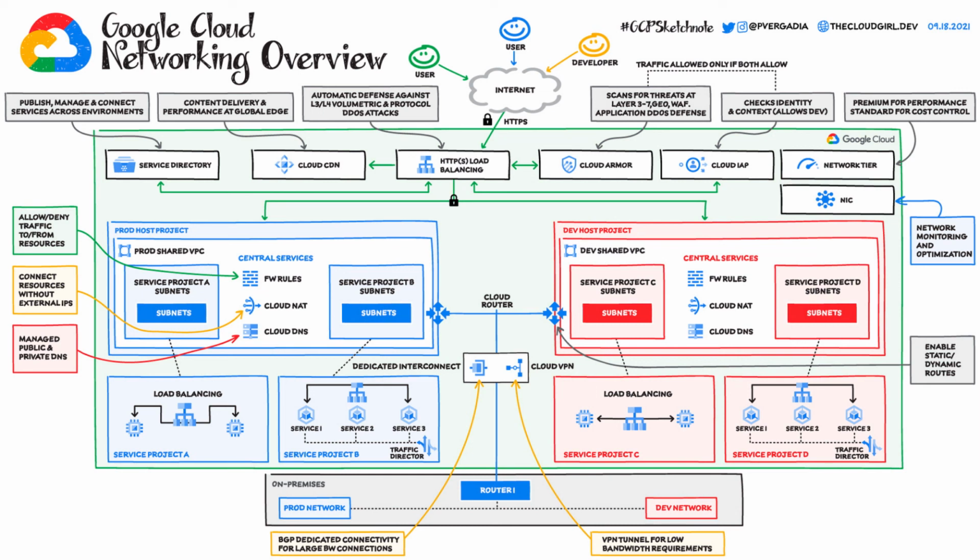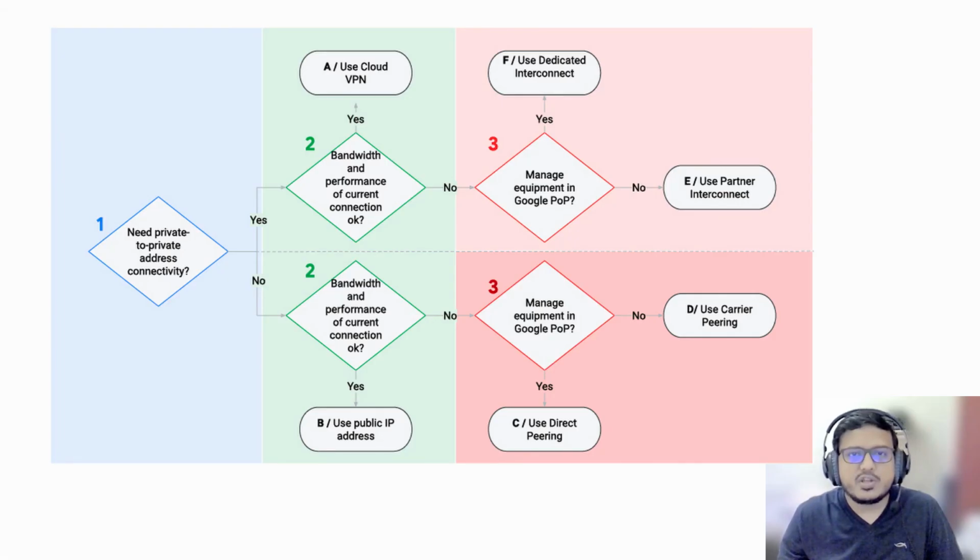So that was about shared VPC. Now let's talk a bit about VPC network peering. Now, shared VPCs can be used when all the projects belong to the same organization.